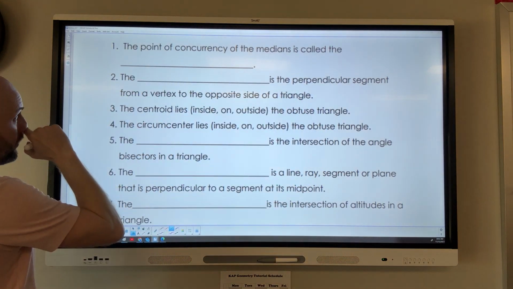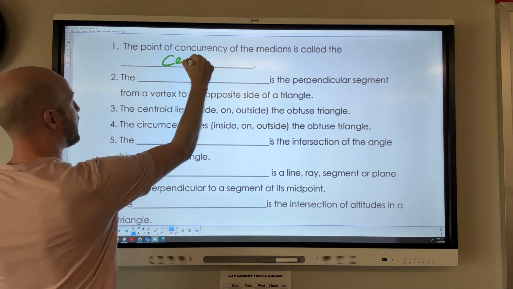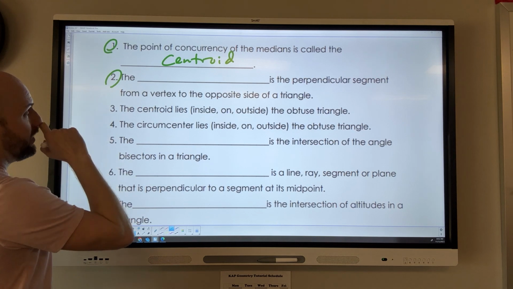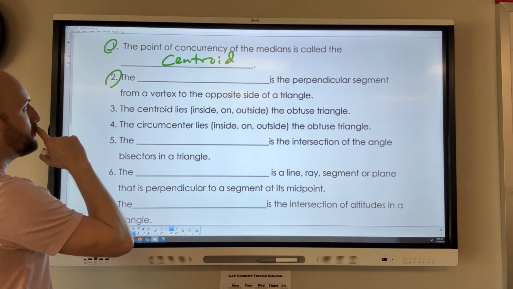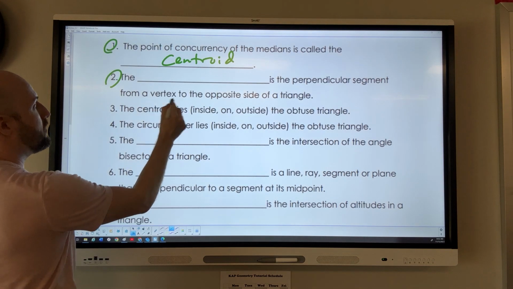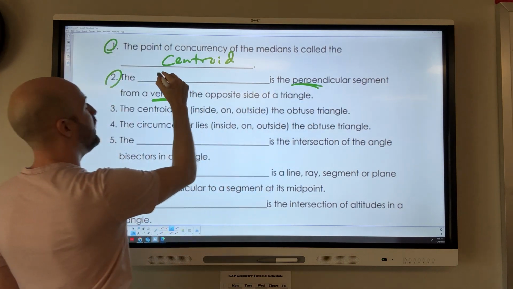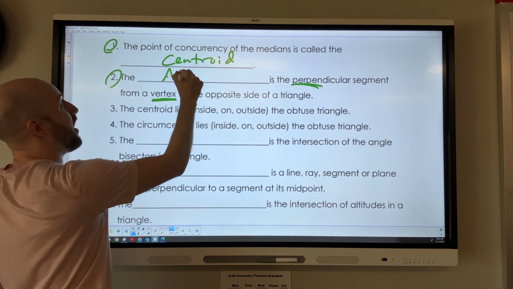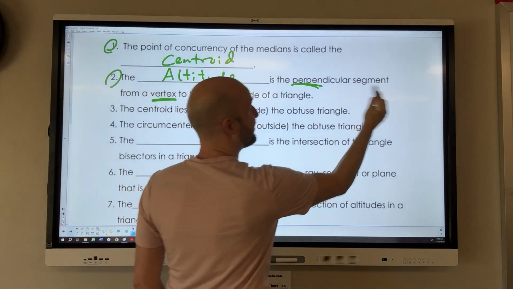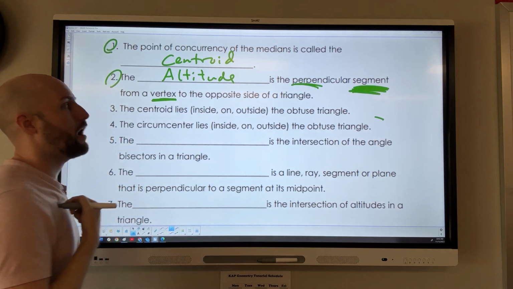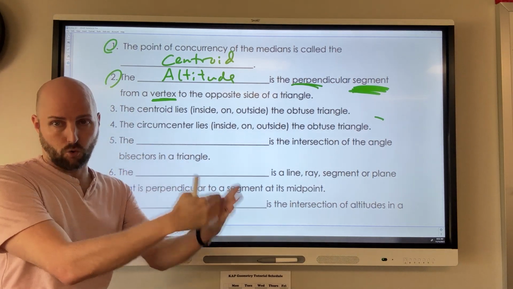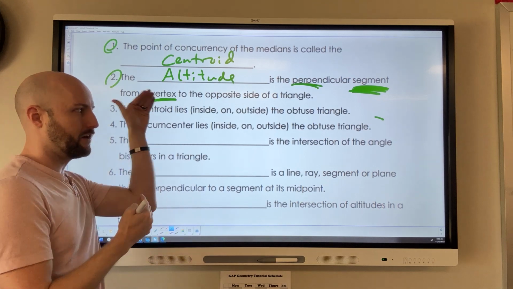Okay. So the point of concurrency, when all the medians meet, is called the centroid. Number 2 says the blank is the perpendicular segment from a vertex to the opposite side of the triangle. So from a vertex making a perpendicular, we are talking about the altitude. And notice they're talking about the segment. They're not talking about when all 3 of them connect, which makes an orthocenter. So that's something to be mindful of.